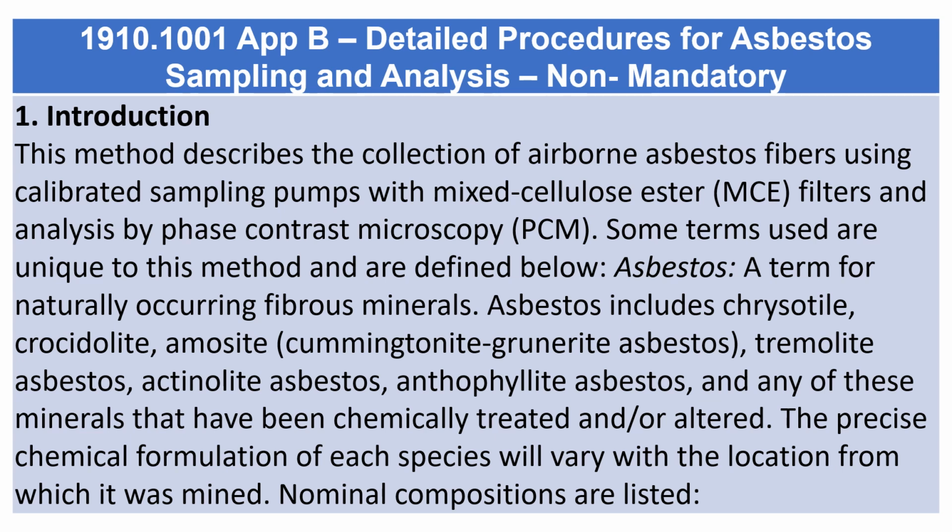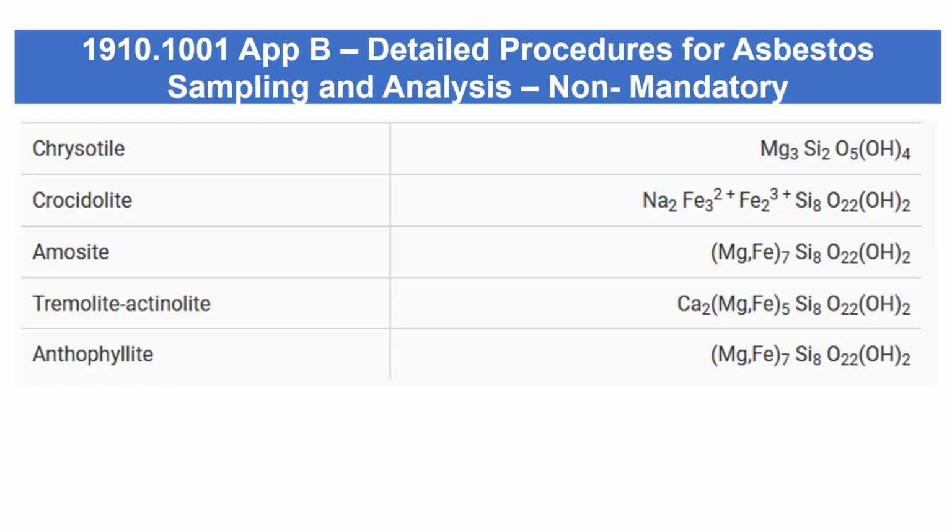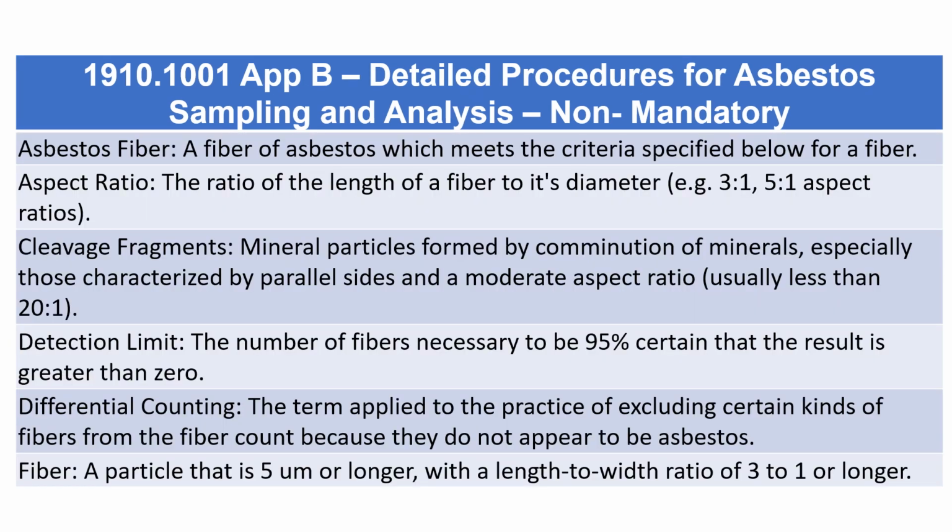The precise chemical formulation of each species will vary with the location from which it was mined. Nominal compositions are listed: chrysotile, crocidolite, amosite, tremolite, actinolite, anthophyllite. Asbestos fiber, a fiber of asbestos which meets the criteria specified below for a fiber. Aspect ratio, the ratio of the length of a fiber to its diameter, e.g. 3:1, 5:1 aspect ratios. Cleavage fragments, mineral particles formed by comminution of minerals, especially those characterized by parallel sides and a moderate aspect ratio, usually less than 20:1.